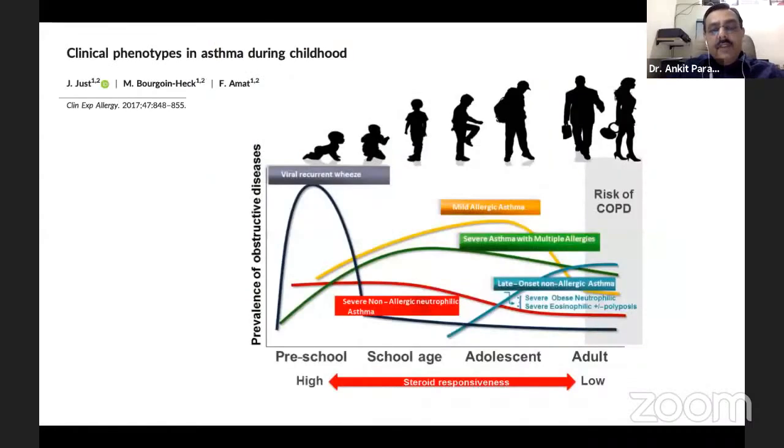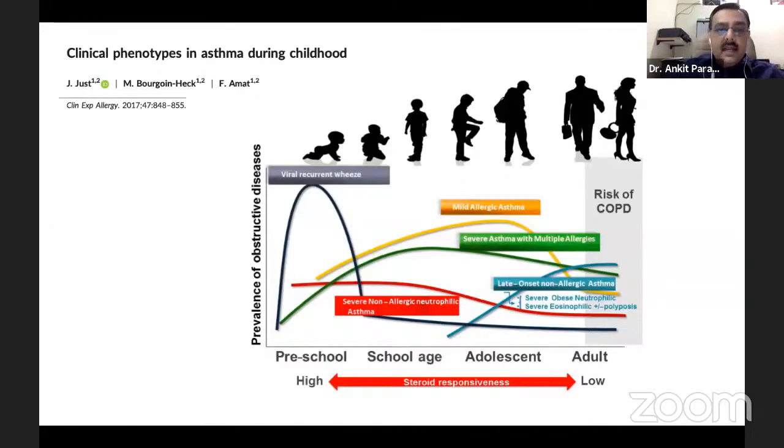Now, if you look at phenotypes of asthma in children, then there's a lot of data which comes up from the cohort studies which have been done world over. So you have a set of patients who have a viral wheeze and who gradually wanes off, but you also have a set of patients who start wheezing early, but they keep on wheezing. Now, there's also a group of patients who would lose the wheeze around mid-childhood. You have a set of patients who start wheezing in school age groups. You can have a group of patients who actually start wheezing in adulthood.